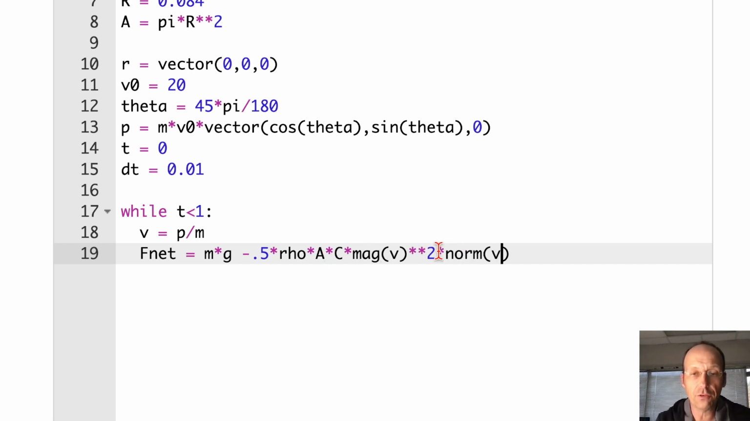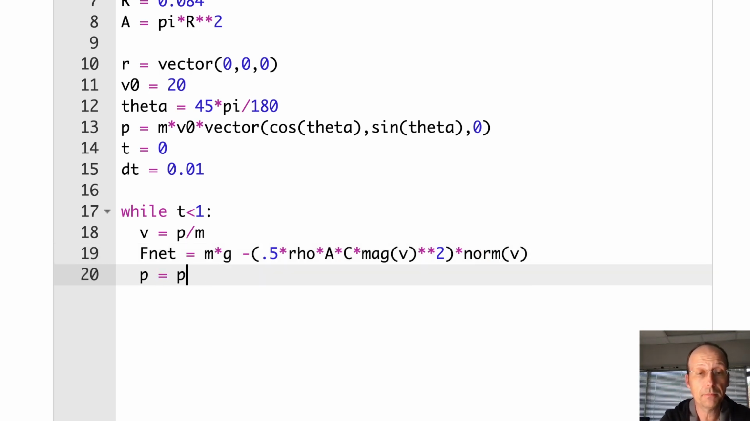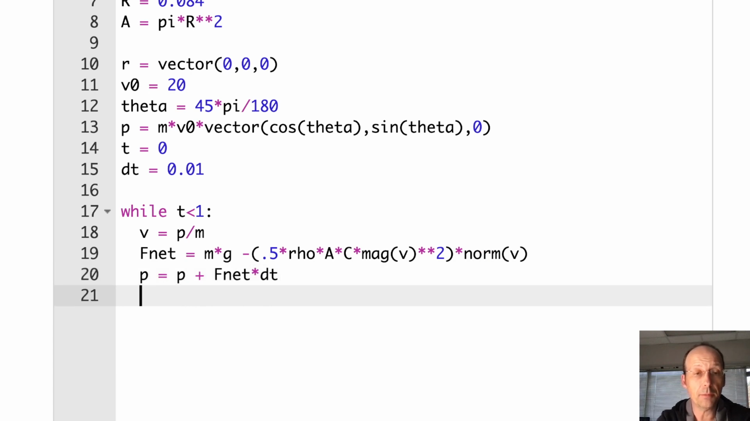And this, if you're worried about this, you can put parentheses around it. That's fine. To make sure that that squared is just part of that, and it should be fine. Now I have my net force. I can update my momentum: P plus F net times dt. I can update my position: R equals R plus P over m times dt. Not v, right? Because I just updated the v. Don't use that v. I need to do P over m.